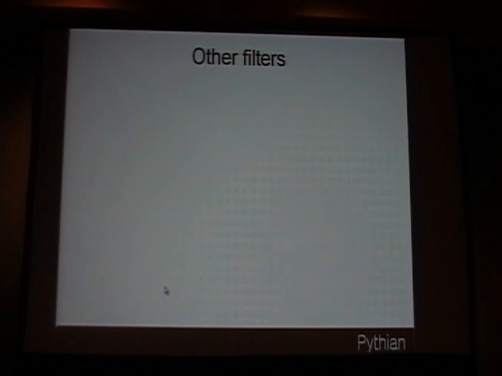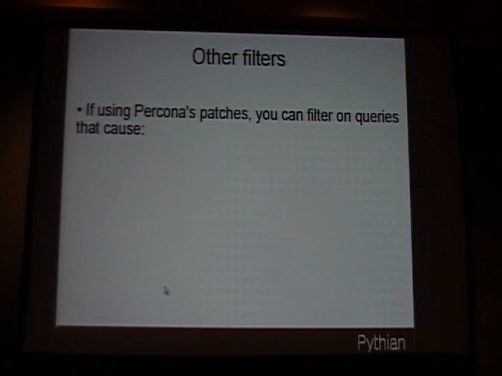So, other filters, if you're using Percona's patches, and this is on that web page that I showed before, you can actually filter on queries that cause file sorts or disk file sorts, right? Who doesn't want to know, okay, which query was that? You see something in your show status that says, oh, we have a lot of sort merge passes, but which queries have them? Well, this is how you can find out if you're using the Percona patch set, or I guess it's called Percona Server now.